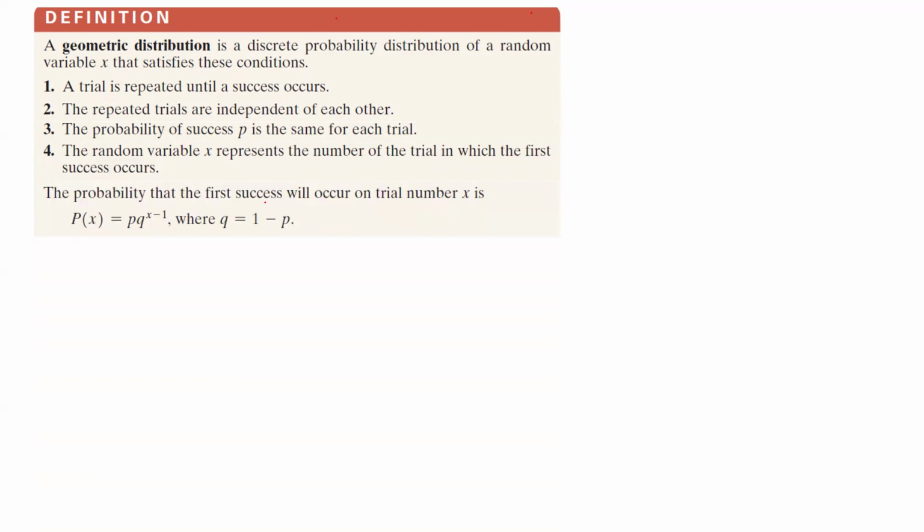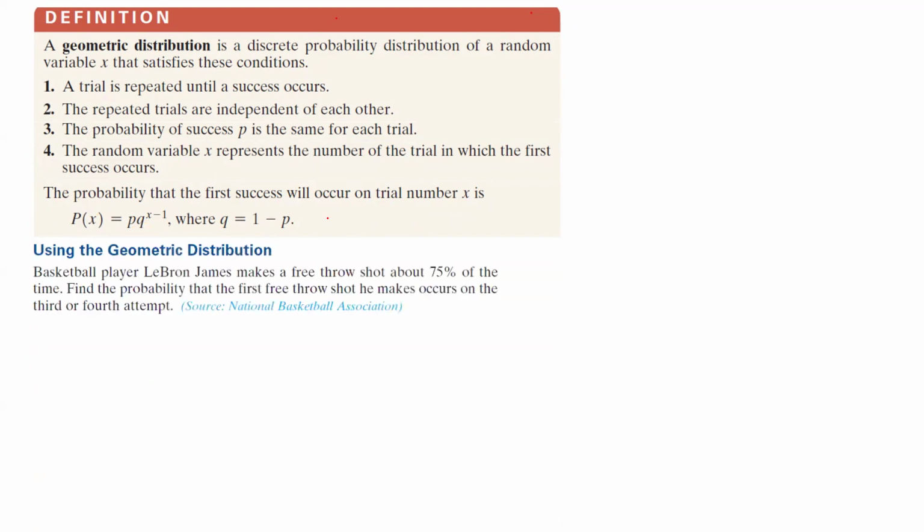The probability that the first success occurs on trial number x is P of x, which is P times Q to power x minus 1. And remember that Q is 1 minus P. Let's take a look at one example together.